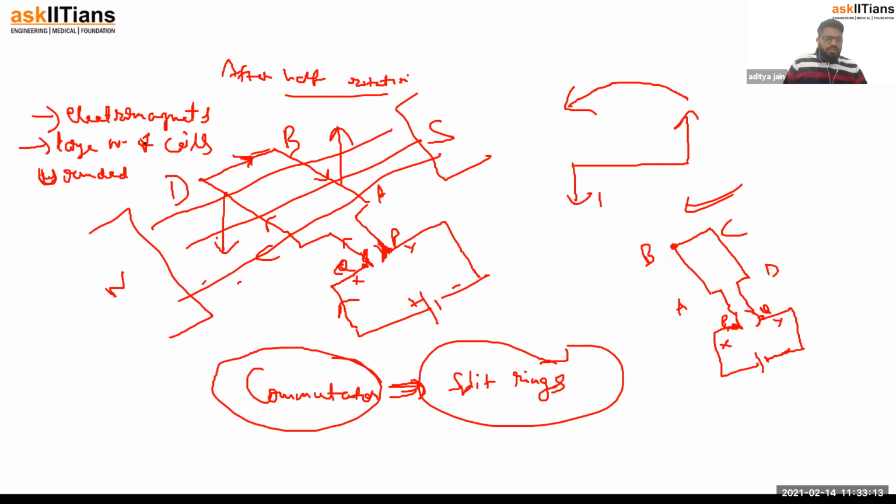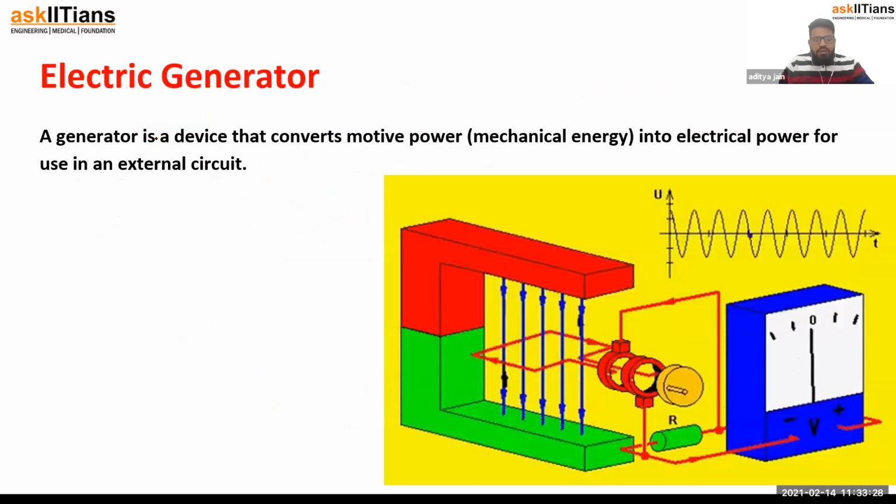Okay, so I think the concept of the electric motor is pretty much clear, how the electric motor actually works. So what does an electric motor actually do? An electric motor converts electrical energy into mechanical energy. Clear? Okay. Now see the second electrical device, which is known as the electric generator.